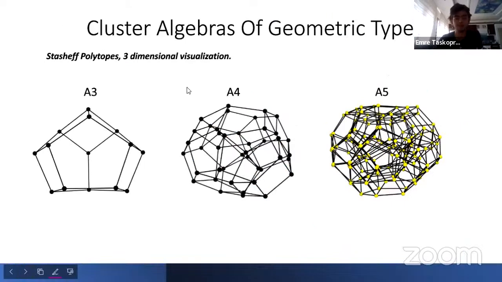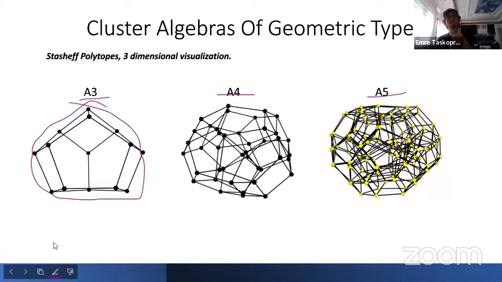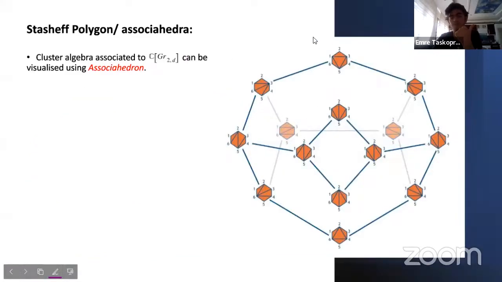If Stasheff polygons are clear, we can move on with cluster algebras of geometric type. By using the language Wolfram Mathematica, my mentor and I created some three-dimensional shapes of Stasheff polygons in different types of cluster algebras. In this presentation, I'm sticking to the A type of cluster algebras, so I'm going to show you three types of A type cluster algebra, which are A3, A4, and A5. In the A3 case, we have a shape that looks like the Stasheff polytope that we saw in the previous slides, which is this one.